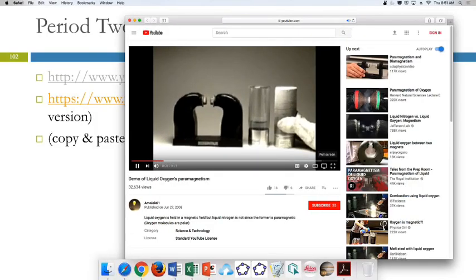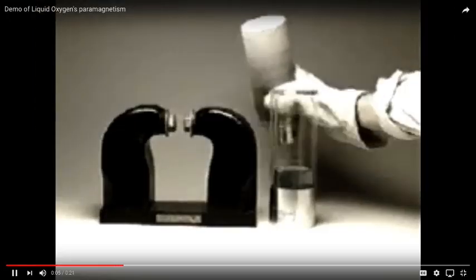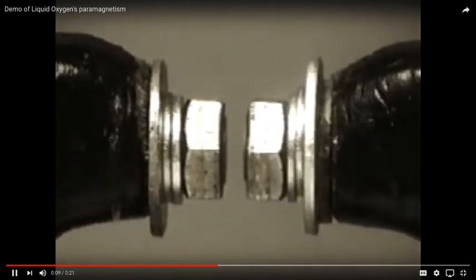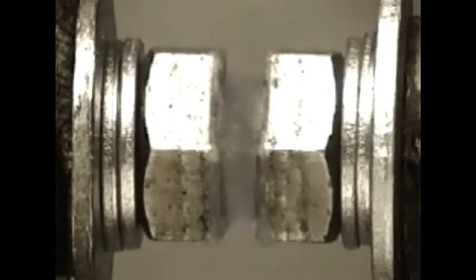When liquid nitrogen is poured onto a magnet, the magnetic field does not affect the liquid. When we pour liquid oxygen onto a magnet, however, it is held by the magnet because oxygen molecules are paramagnetic. See how it's sticking in there? Paramagnetic substances have unpaired electrons.